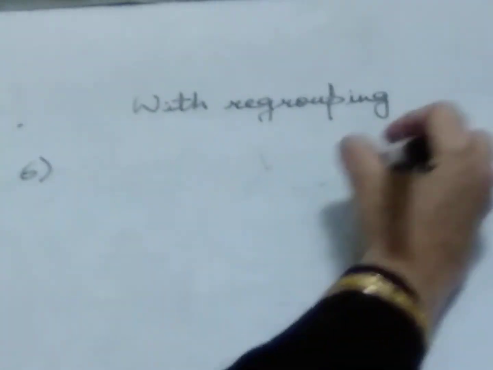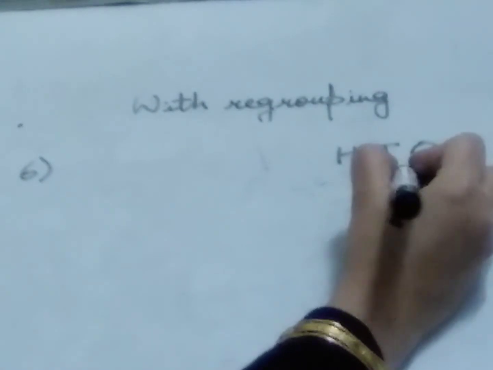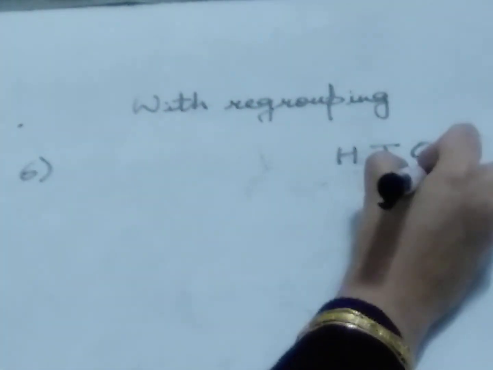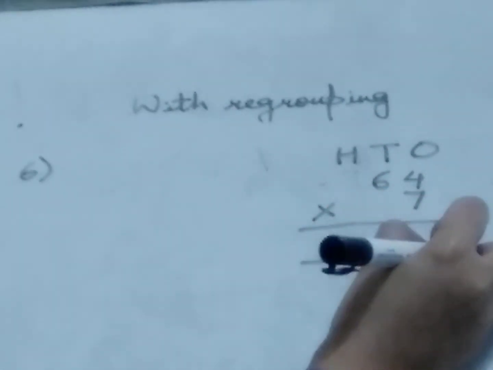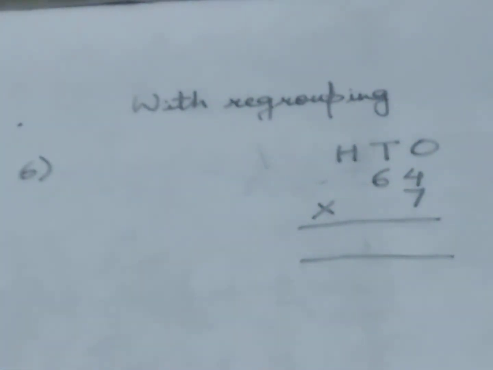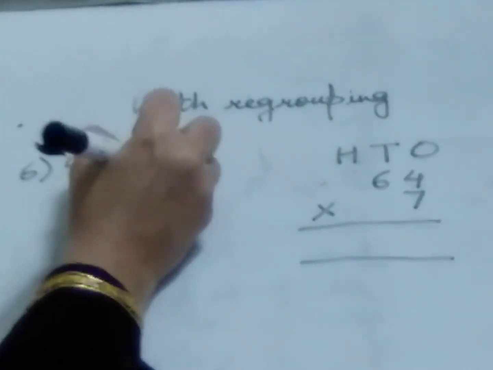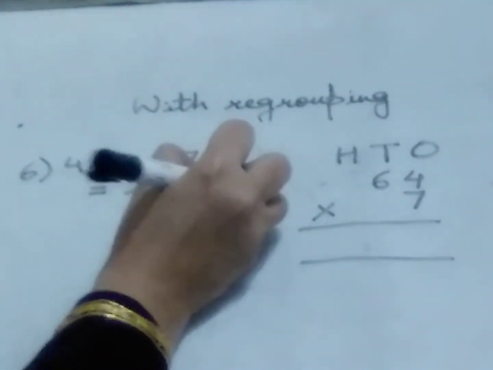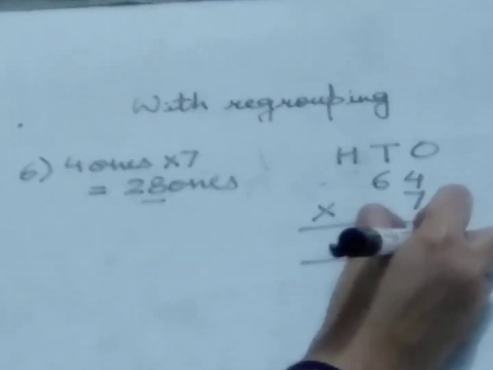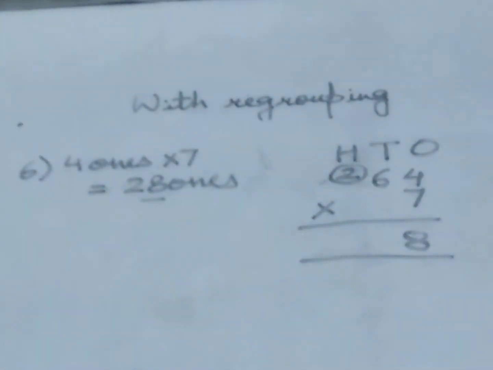Next question is H T O, 64 multiplied by 7. Multiply the ones first, which is 4 ones multiplied by 7 is equal to 4 sevens are 28, 28 ones. Write this 8 in the ones column and carry the 2 in the tens column.